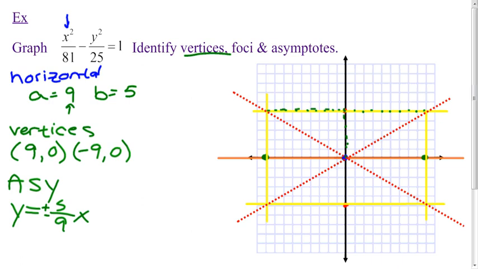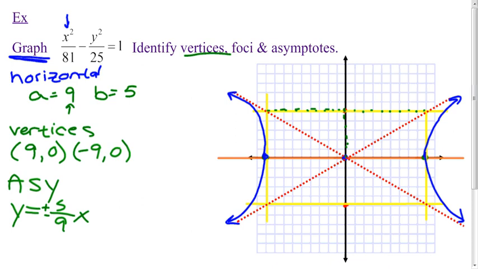But the reason I actually drew these asymptotes on is it helps me draw my graph. Once I've done this, I can now graph it. So from my center, I go up towards my asymptote without crossing it. Up towards my asymptote without crossing. Same thing on this side.